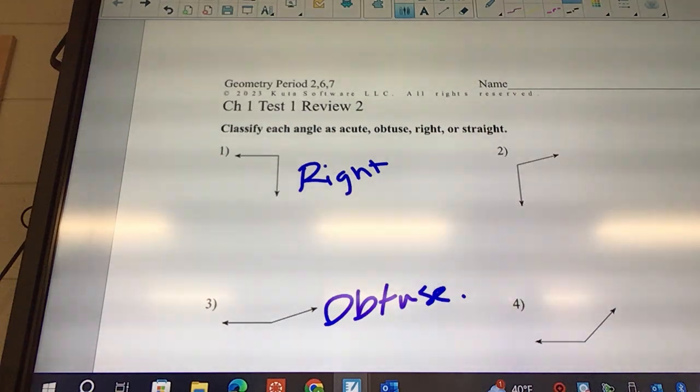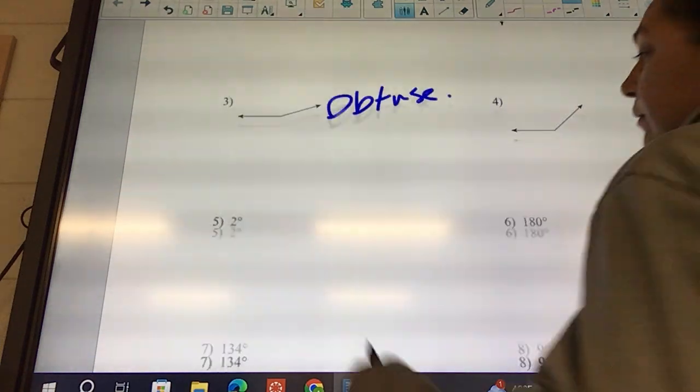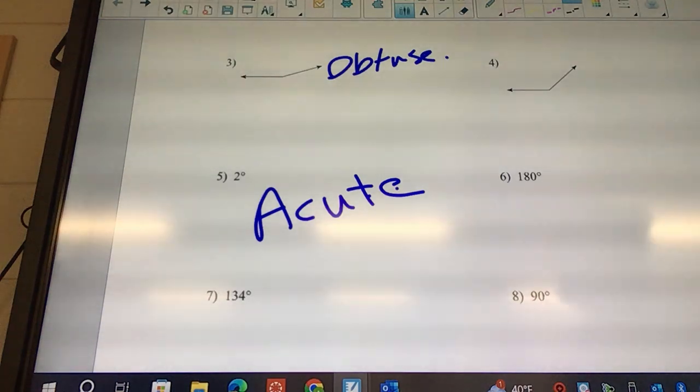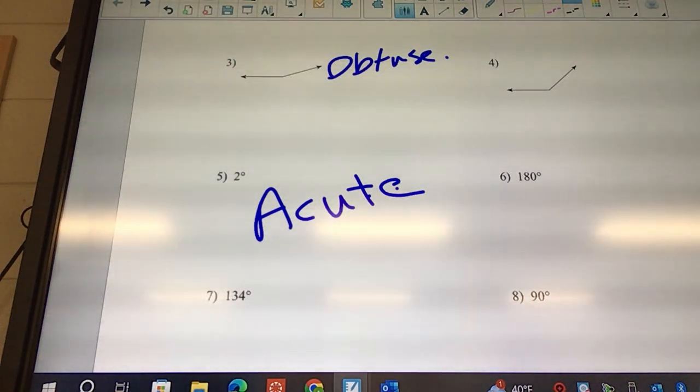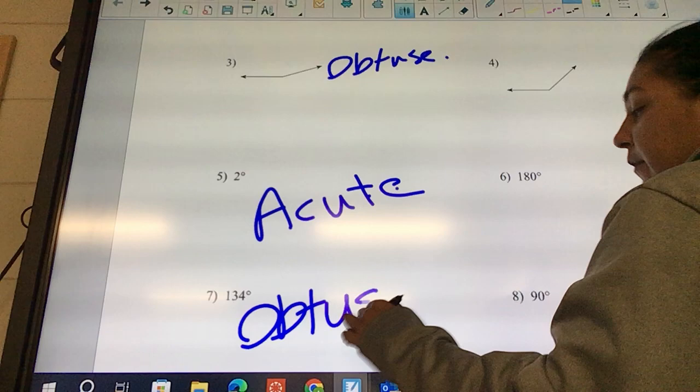Okay, number five, it says 2 degrees. An angle that is 2 degrees is what? Acute. Okay, so acute is anything less than 90. So this one's going to be acute. 134 degrees. Obtuse. That is definitely obtuse. So obtuse is anything bigger than 90.